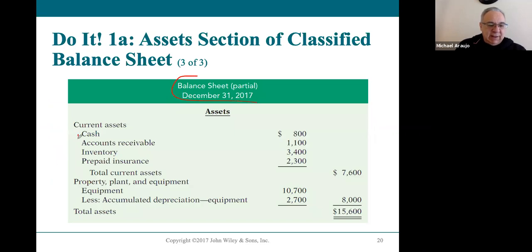Current assets: cash, receivables, inventory, prepaid. Current assets are totaled, $7,600 of current assets. Property, plant, equipment is equipment minus how much of that equipment we have expensed through depreciation. We call that accumulated depreciation. So we have $10,700 of equipment that we bought. We've already used $2,700 of that during its useful life. The remaining book value of the equipment is $8,000. So the total assets for this company, $15,600.